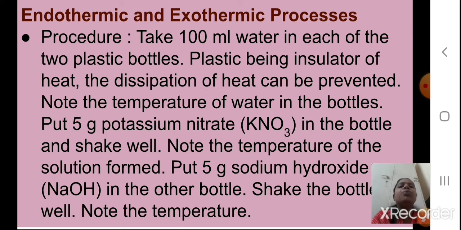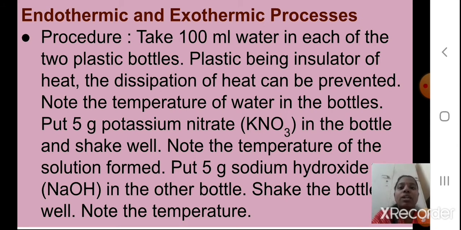Procedure, we are going to do some small experiments students to understand what is this endothermic and exothermic process. Now from the word thermic only you must have understood, it is related to heat. Okay, now procedure, what we are going to do is take 100 ml water in each of the 2 plastic bottles. I am taking 2 plastic bottles, in that I am adding 100 ml water.